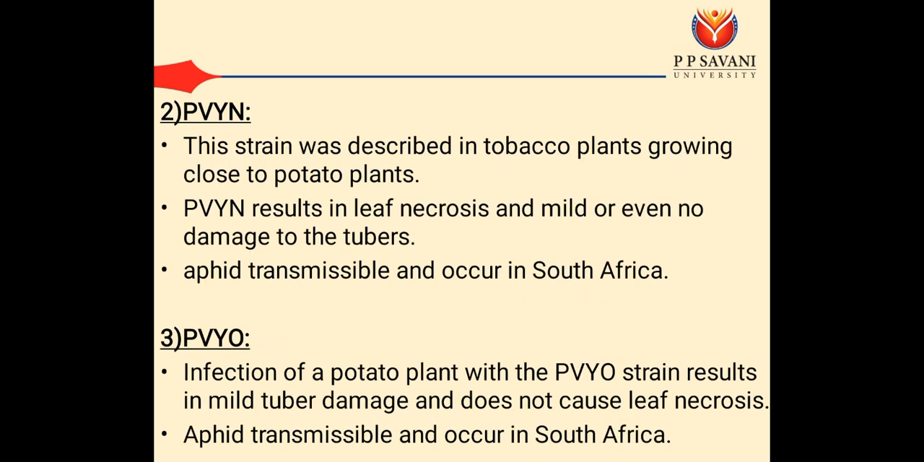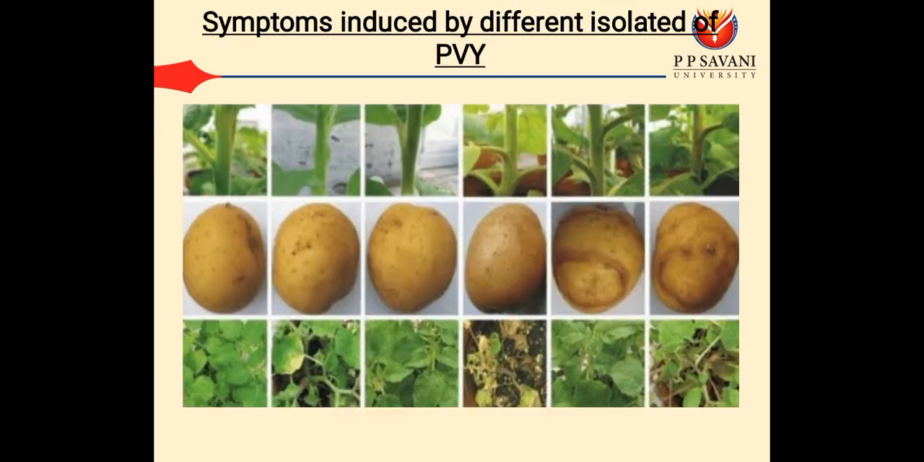Then the second one is PVYN. This strain was described in tobacco plants growing close to potato plants. It is aphid transmissible and occurs in South Africa. Then PVYO is the strain that results in mild tuber damage and does not cause leaf necrosis. Then symptoms include those caused by different isolates of potato virus Y.